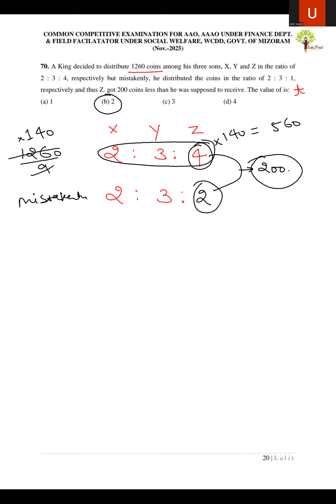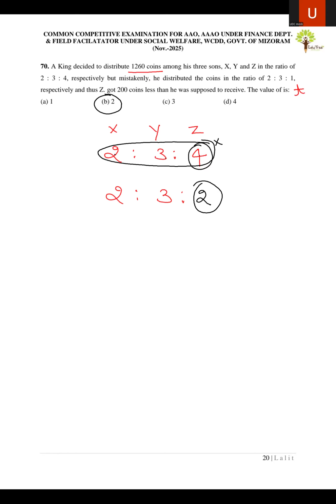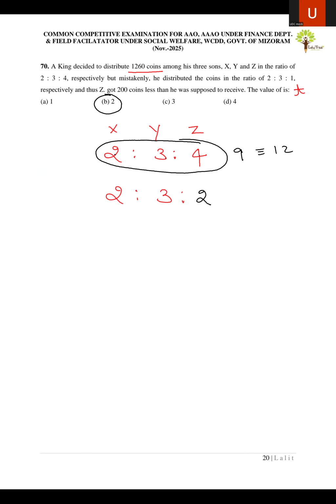I think we can just simply solve this by using the simple method. All right. Let us do it again. So what we can do, we can just add all of them. This will be equal to 4 5 6 7 8 9, and 9 is equal to how many coins? 1260 coins. This is how many times?